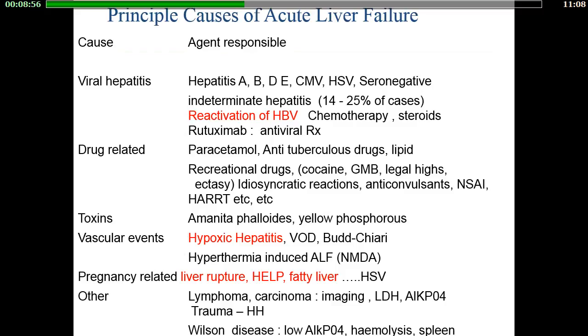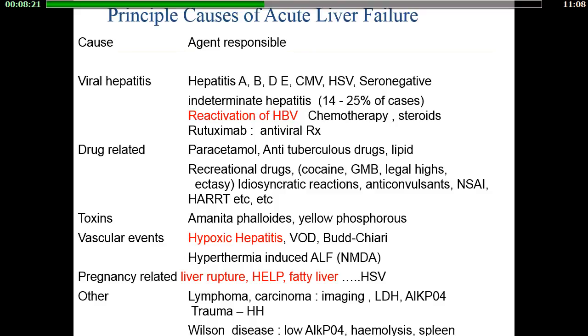Drugs, big issue, both prescribed, recreational and herbal. Toxins, we all continue to go mushrooming in the autumn and consume Amanita phalloides. Hypoxic hepatitis, increasing incidence. It's quite interesting, that's definitely going up with an elderly population. Budd-Chiari and veno-occlusive disease, ecstasy. The pregnancy-induced liver diseases, HELLP syndrome, acute fatty liver of pregnancy, and preeclampsia with liver rupture. I'll show you some pictures of that.